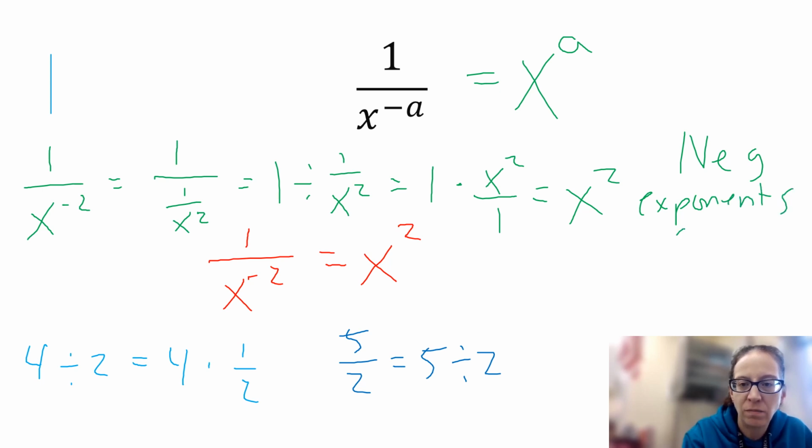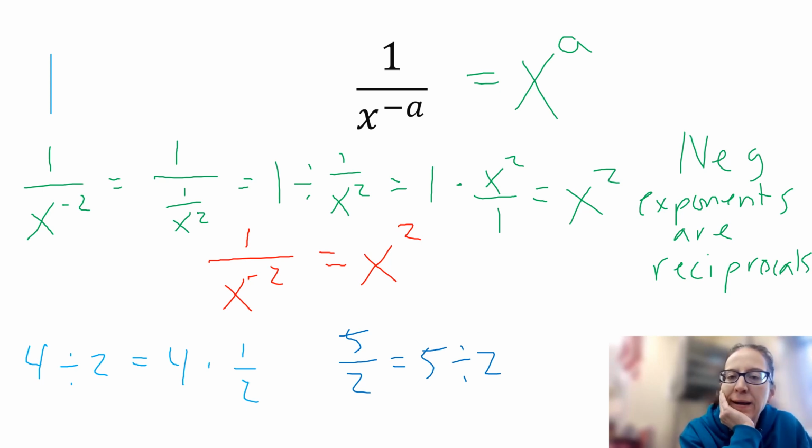Negative exponents are reciprocals. In other words, they just flip over. So a negative exponent in a denominator, if you move that factor up to the numerator, will become a positive exponent and vice versa.